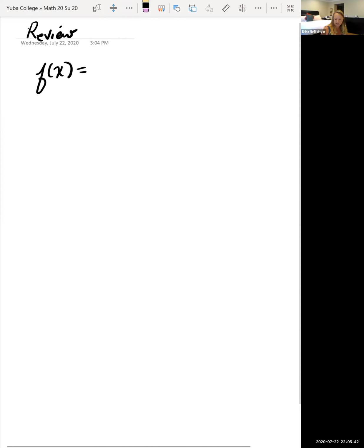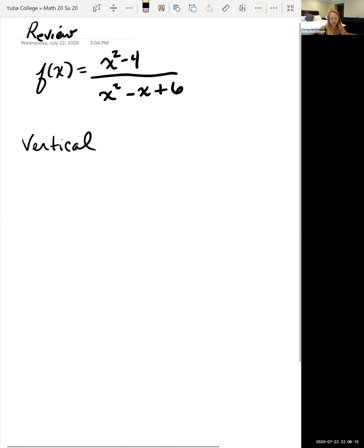So let's say f of x is equal to, and I'm just grabbing one up in thin air, x squared minus 4 all over x squared minus x plus 6. Okay, so let's look at this. Let's see if they have any vertical asymptotes. So vertical asymptotes occur where the denominator is equal to 0, values that make that equal to 0, but not also our numerator.